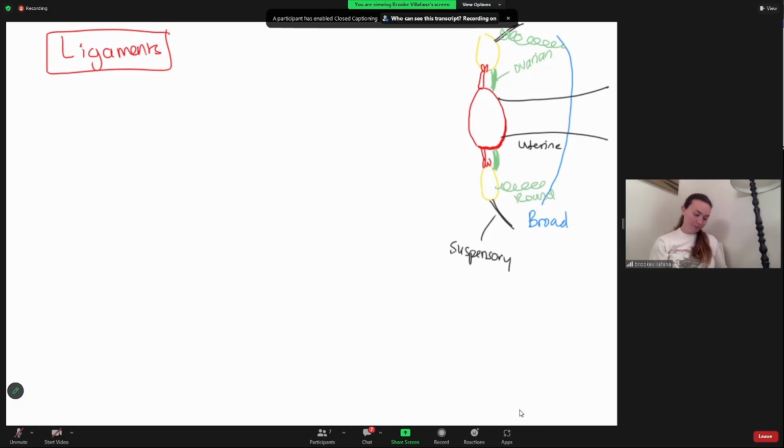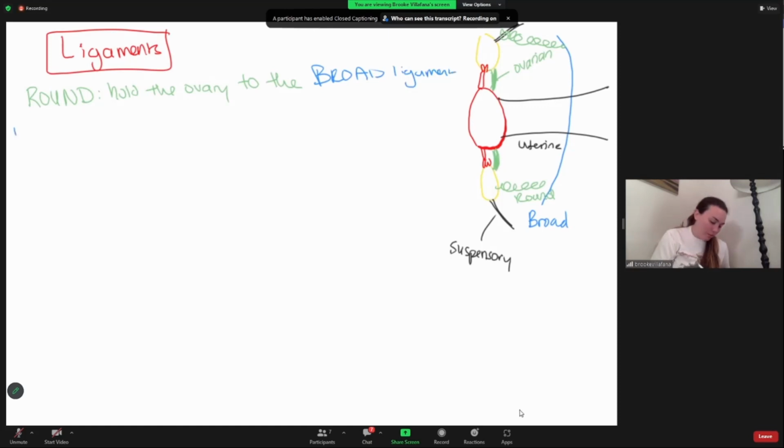Okay, so I'll do round first. So the round ligament is going to hold the ovary to the broad ligament. So you can see how I drew it, right? Round holding the ovary to the broad. Broad ligament is going to hold all other ligaments together.